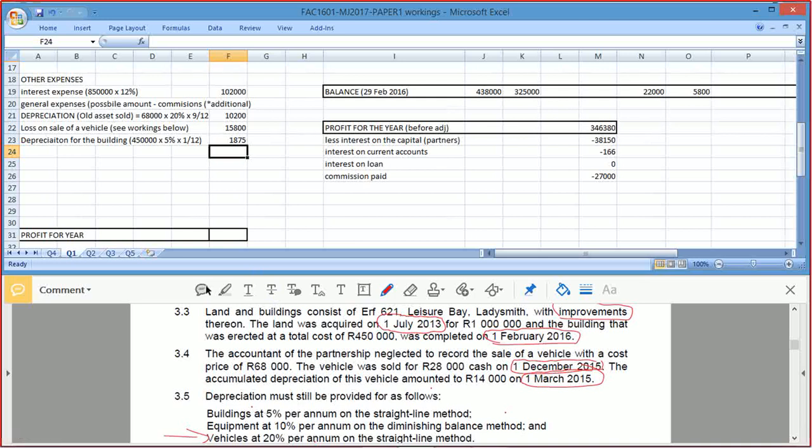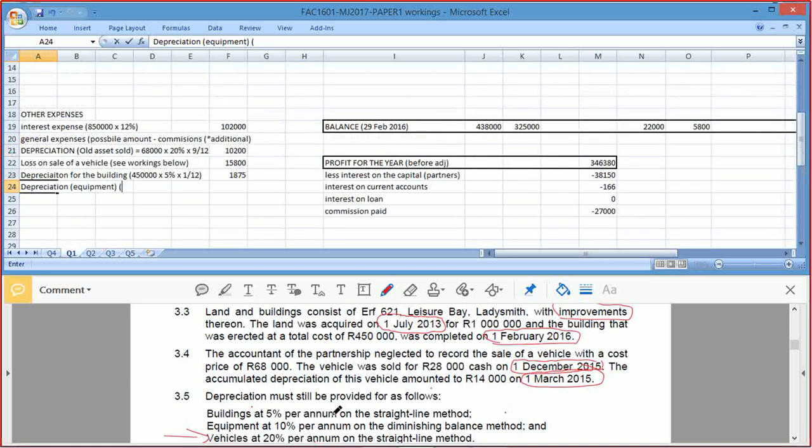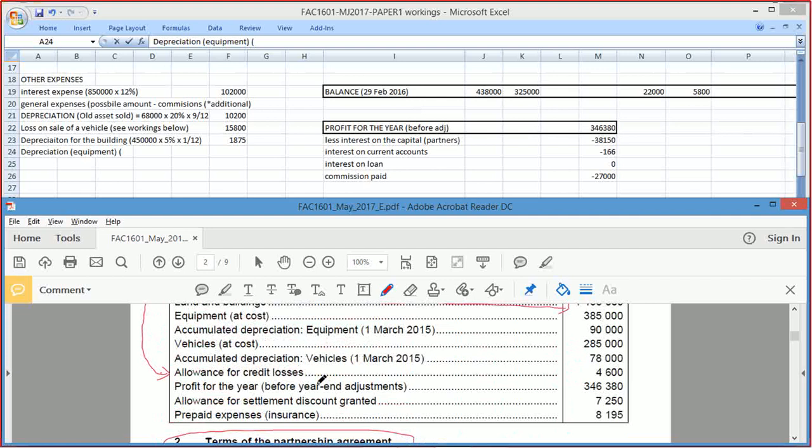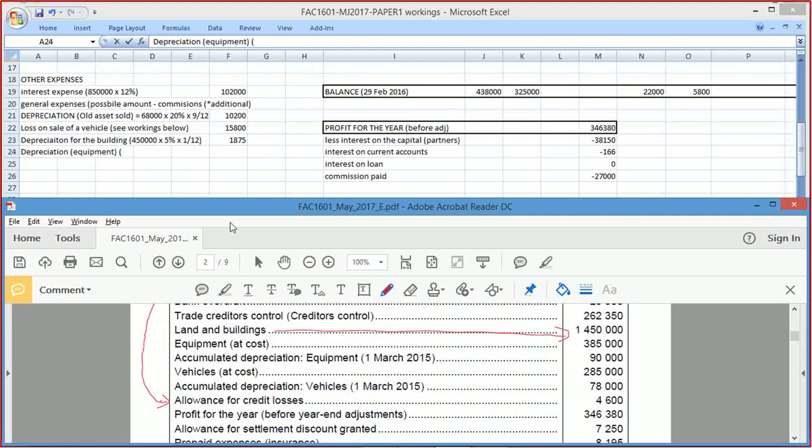Okay, do I need to show equipment depreciation? Yes. Of course I do. Good. Equipment depreciation. Okay, equipment depreciation is going to have a working. The working is going to be on the diminishing balance method. Right, a 10% diminishing balance method. So now you are going to have to go back to the question. Where is it? Here it is. And you're going to have to get this.